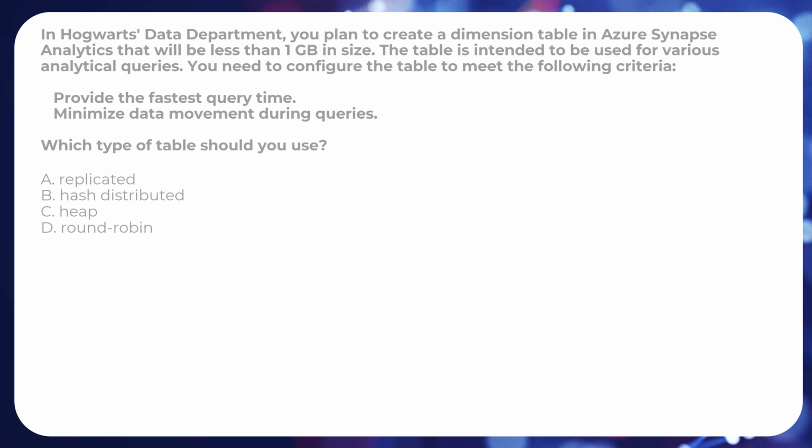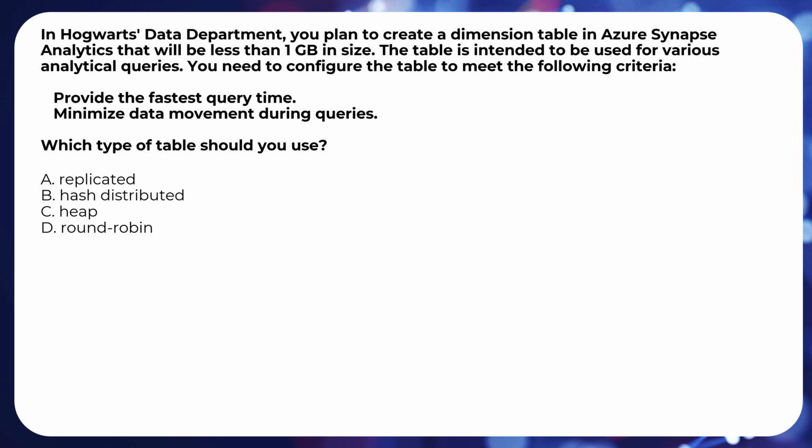In Hogwarts Data Department, you plan to create a dimension table in Azure Synapse Analytics that will be less than 1 gigabyte in size. The table is intended to be used for various analytical queries. You need to configure the table to meet the following criteria. Provide the fastest query time. Minimize data movement during queries. Which type of table should you use?